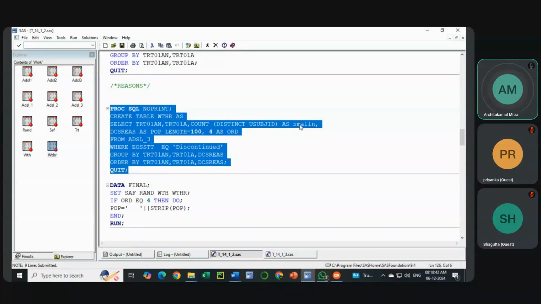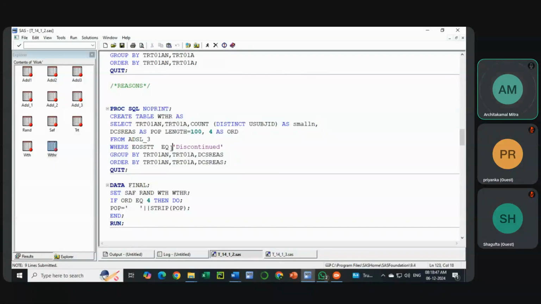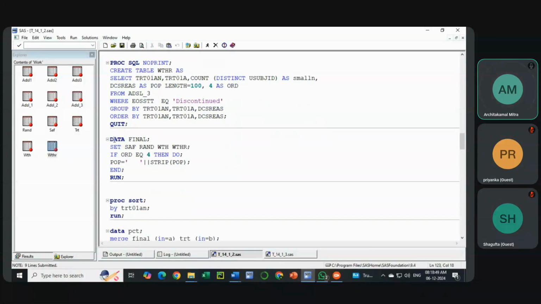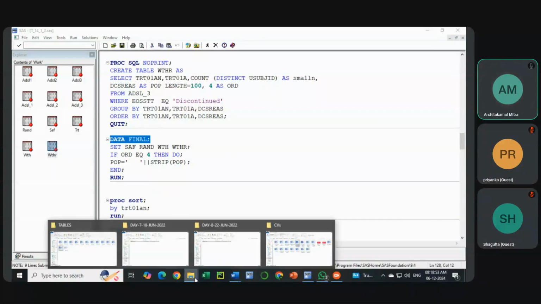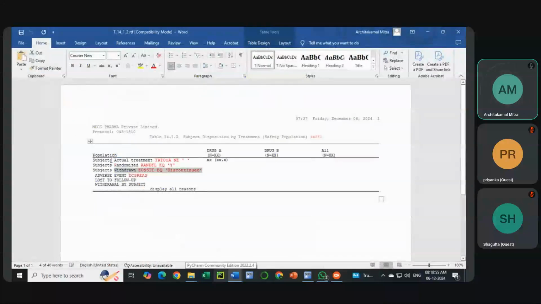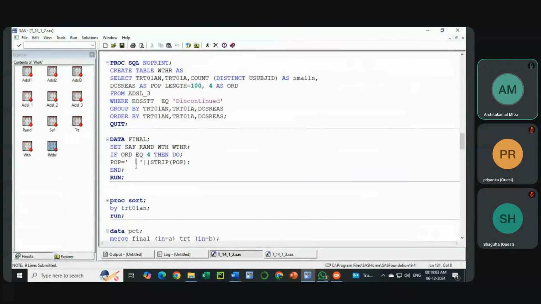I have some questions. I'll send it to you, and even if I have some codes, I'll also give it to you. But fine. Then what we did was data final set. So we do a concatenation of everything. If we don't concatenate, we will not get this structure. So this will be subject treatment, this will be randomized, this will be subjects withdrawn, and then one after the other. Okay. So what we are doing is set SAF rand, then if order equal to 2.